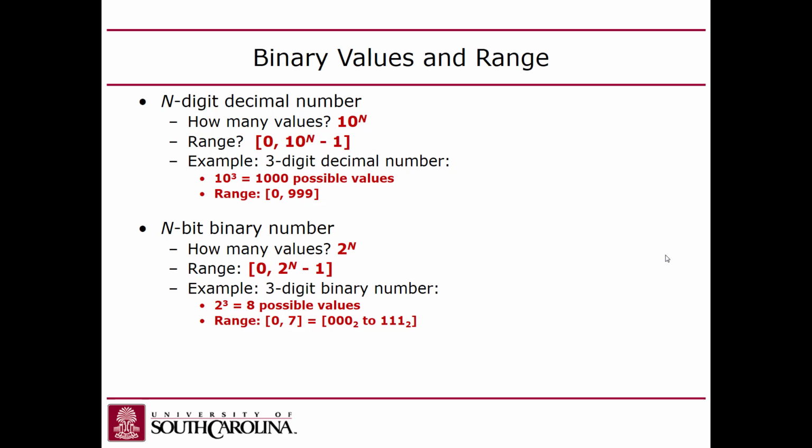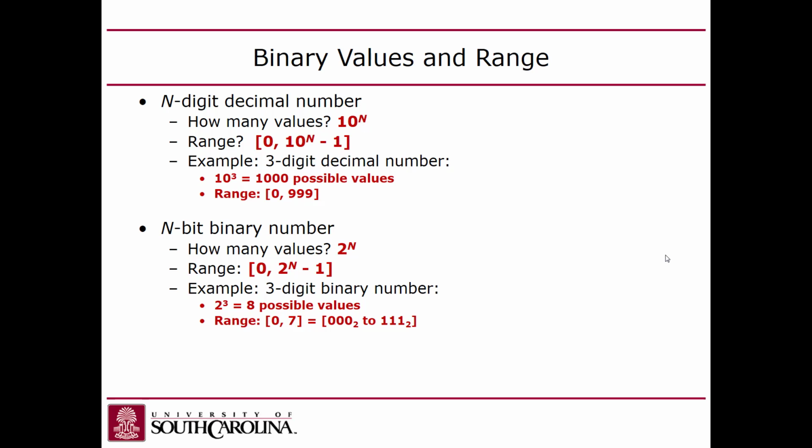So if it's a 2-digit number, it's 0 to 99. Right? Make sense? OK, binary would be 2 to the n. The range would be 0 to 2 to the n minus 1. OK, this is assuming that this is an unsigned number.